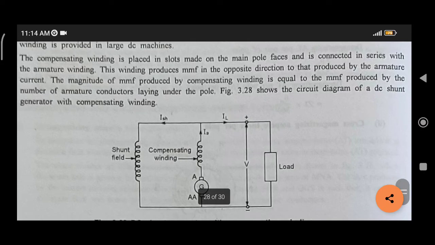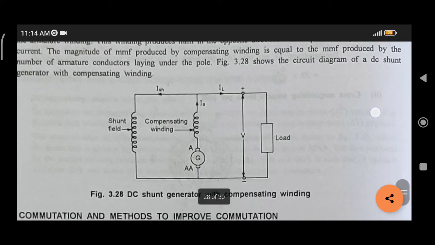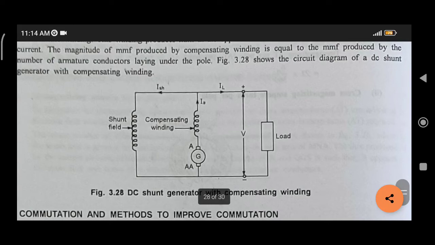This winding produces MMF in the opposite direction to that produced by the armature current. The magnitude of MMF produced by the compensating winding is equal to the MMF produced by the number of armature conductors lying under the pole. You can see how the compensating winding is connected in series with the armature.